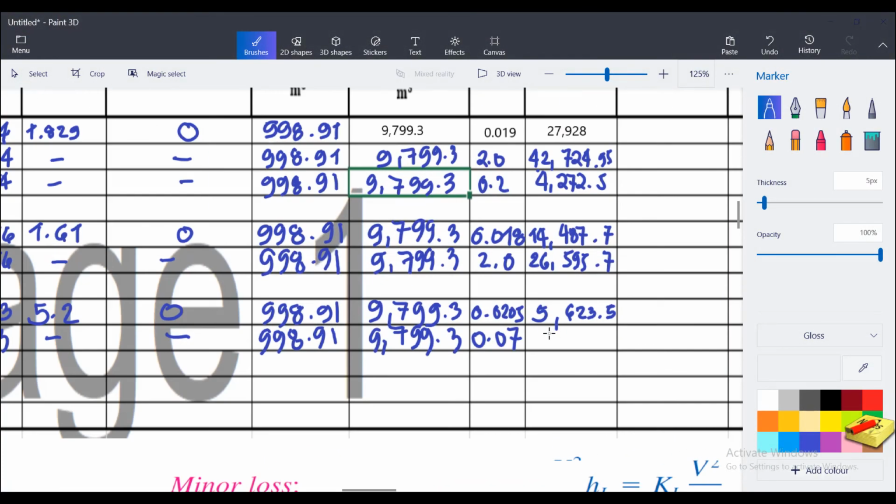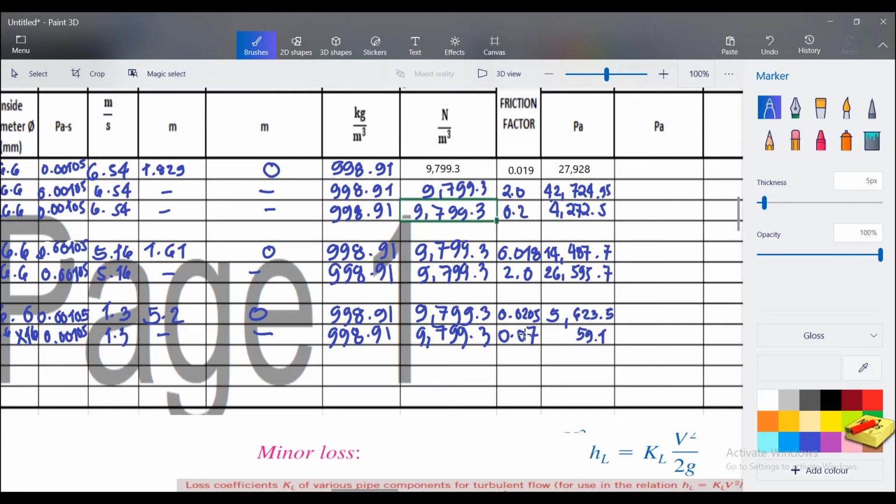So we're going to input here 59.01. Sorry, so this is 59.1 na lang.